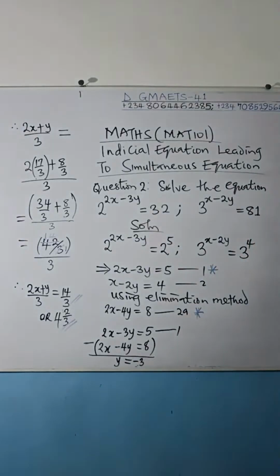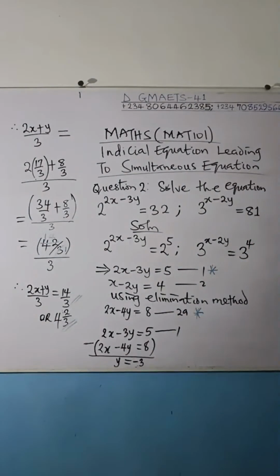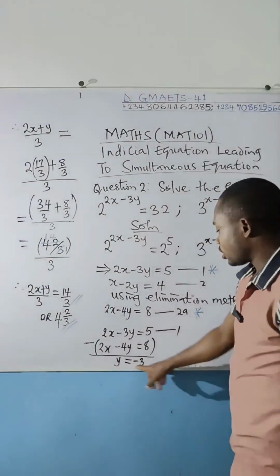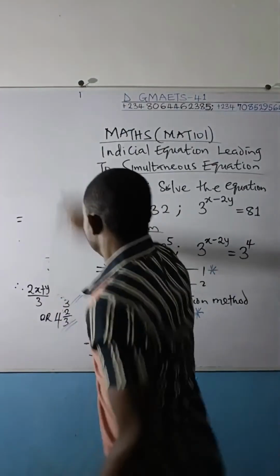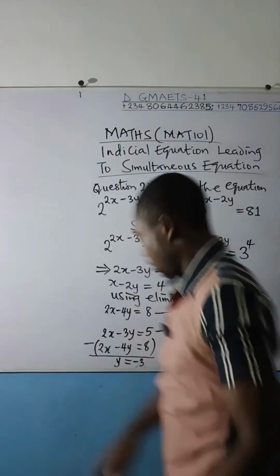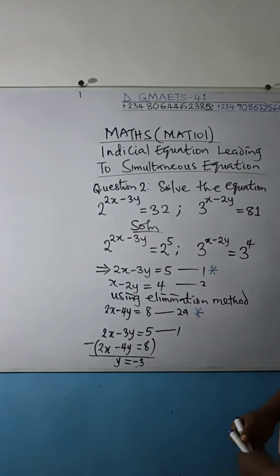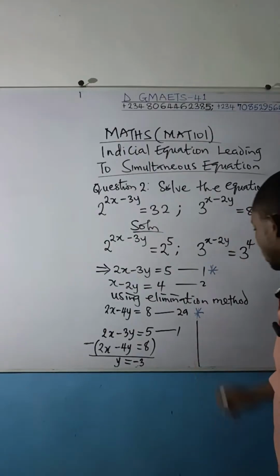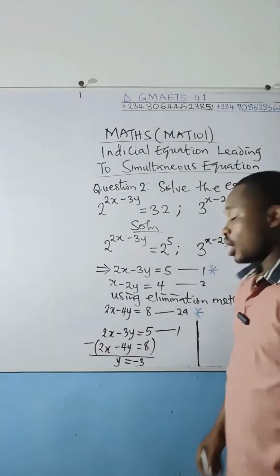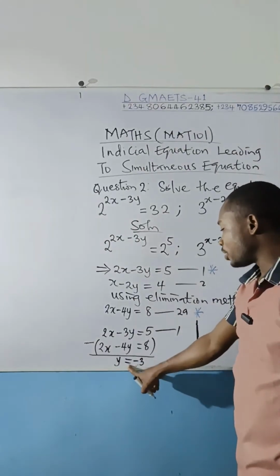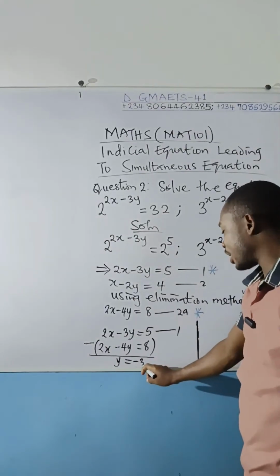I hope the mic is still transmitting the voice. Okay. So we have obtained our y to be equal to what? Minus 3. Let me wipe this part of the board so that we can conclude. All right. I have obtained the value of y to be minus 3. I'll now proceed using that value of y, which is minus 3, to obtain the value of x.